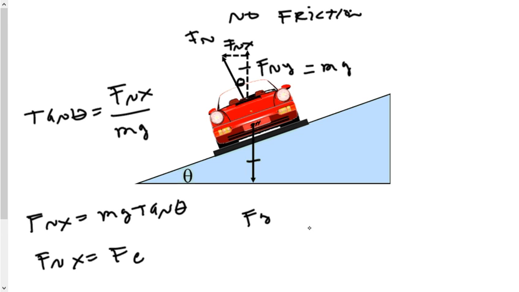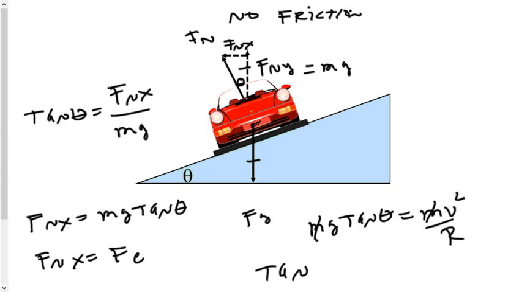So then we've got mg tangent of theta is equal to mv squared divided by r. And again, the m's are going to cross off. Depending on what you want to solve for, we can solve for tangent of theta, which is equal to v squared over gr.